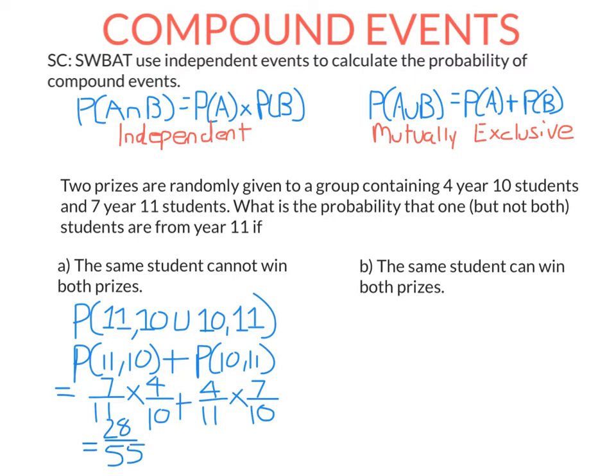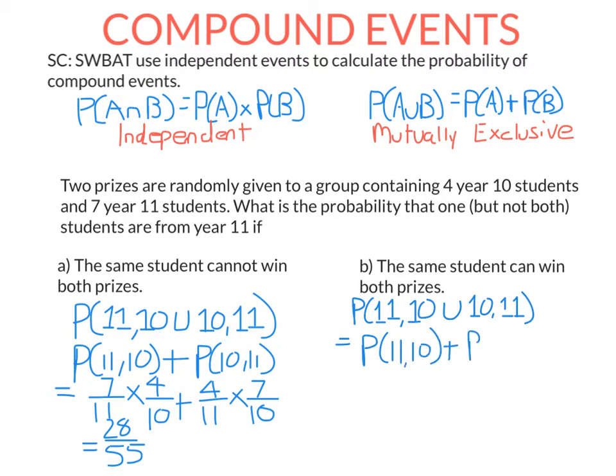Now, I would get a different answer if the same student could win both prizes. So over here, I'd be calculating the same thing. Because I only want one of the students from Year 11, either the first student is from Year 11 or the second student is from Year 11. So I'm going to do exactly what I did last time. I'm going to calculate the probability the first student's from Year 11 and add that to the probability that the second student is from Year 11. This time, the numbers will be only very slightly different.